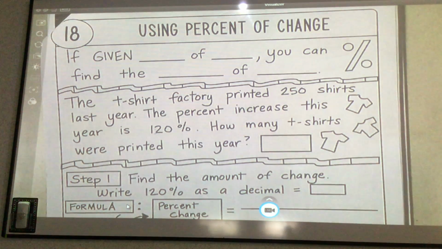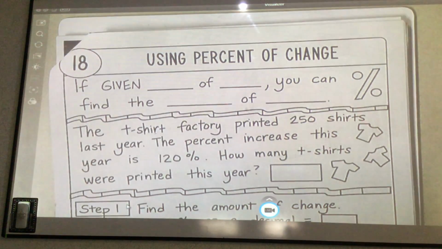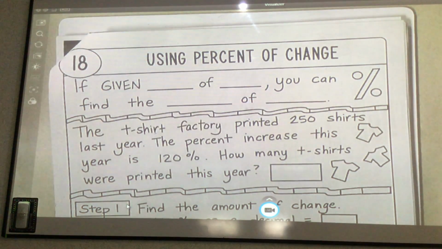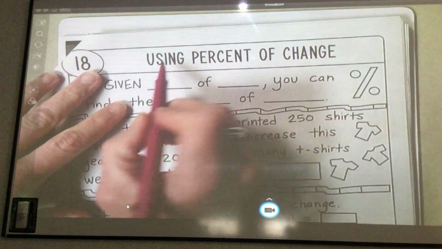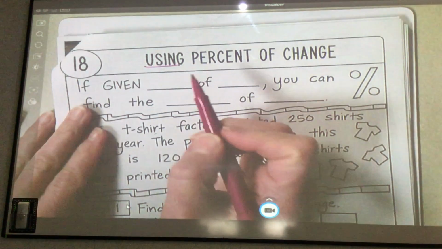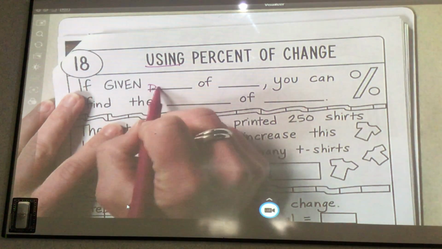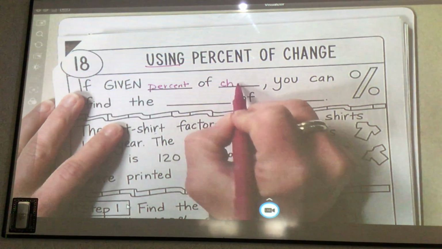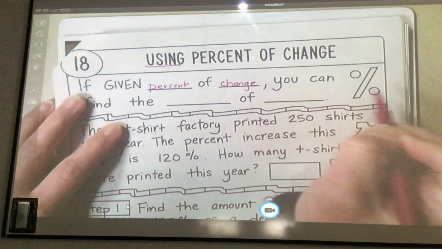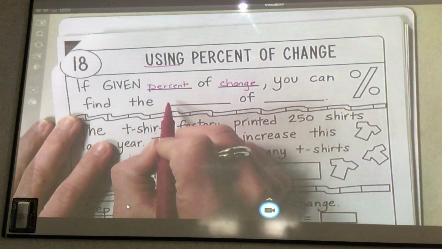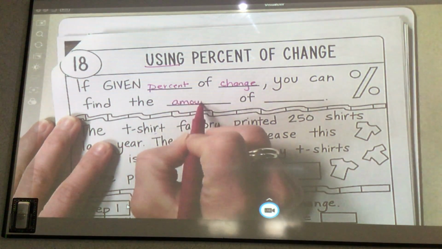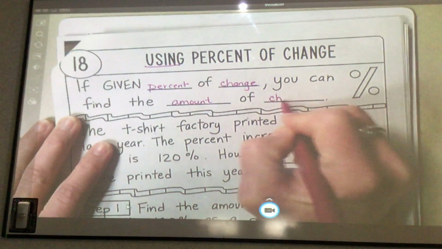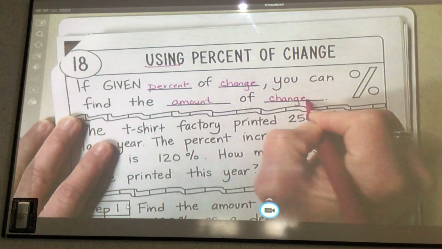Okay, so we are working on chapter 6, lesson 4 for percent of change. The last couple days we were finding the percent of change, but now we're going to use the percent of change. So if given percent of change, you can find the amount of change. So this is just opposite from yesterday.